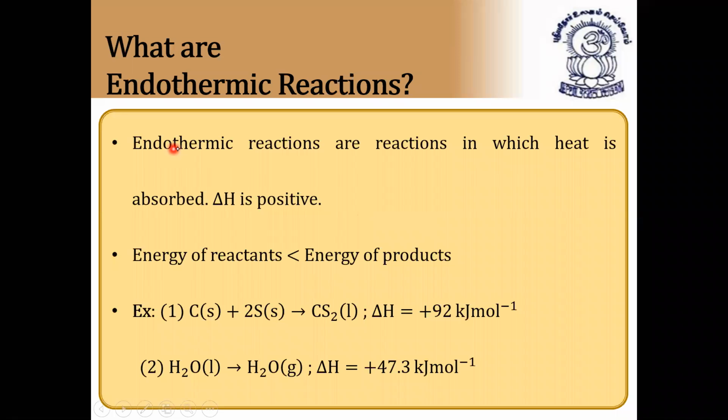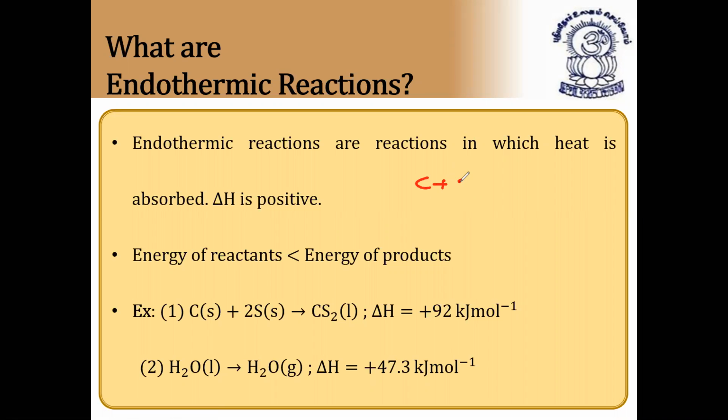What are endothermic reactions? Endothermic reactions are reactions in which heat is absorbed. Delta H is positive. So in this case, energy of reactants is always less than energy of products. For example, carbon on reaction with sulfur forms carbon disulfide. Delta H is plus 92 kilojoules per mole. How do we write this equation? We can write it like this straight away.